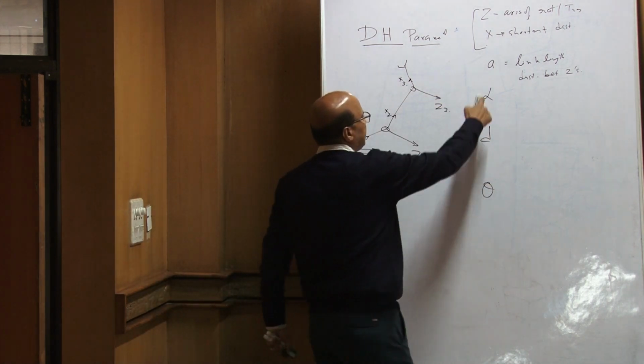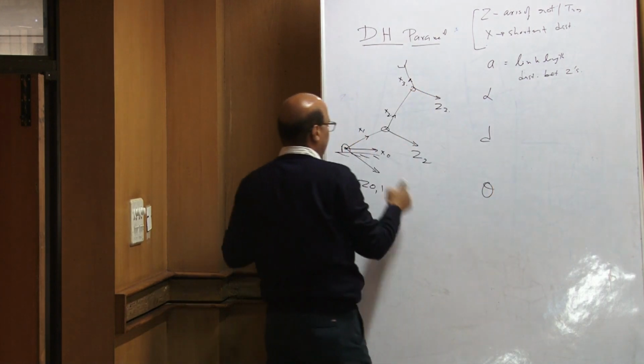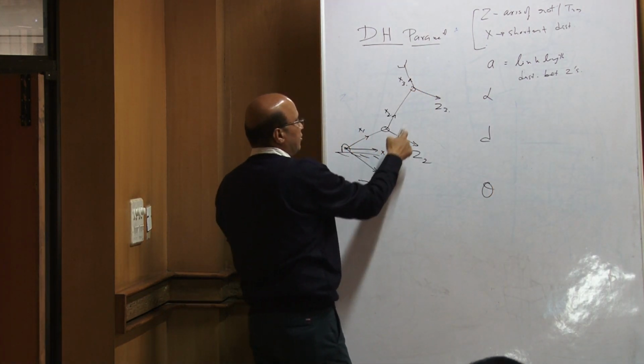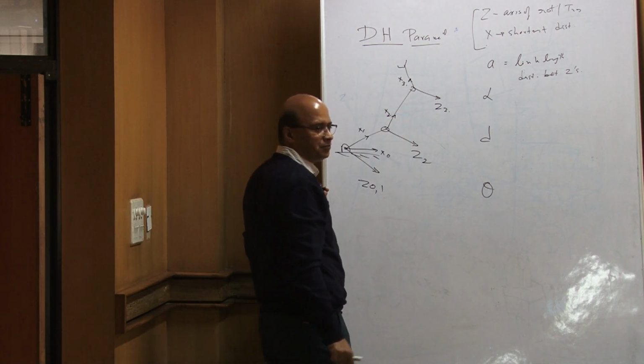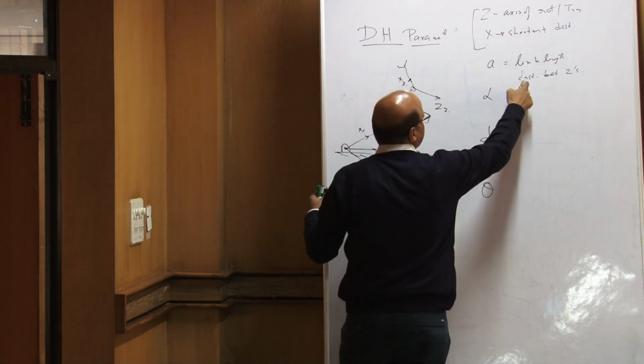So A is the link length, which is the distance between the z's. Now in this case, they are parallel. So this is simply this length only, because they are parallel. So A is called the link length, the distance between z's.